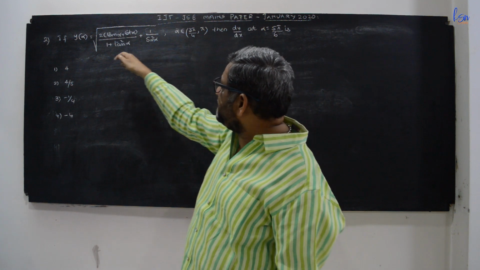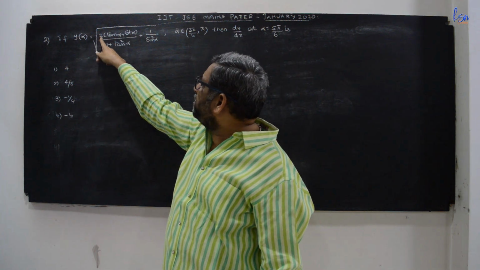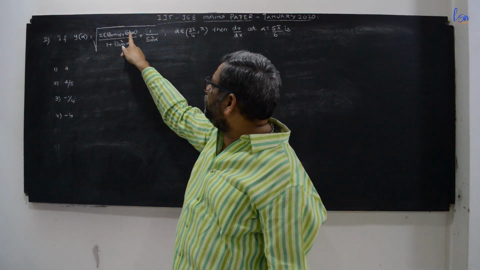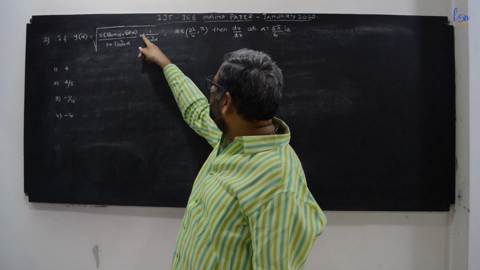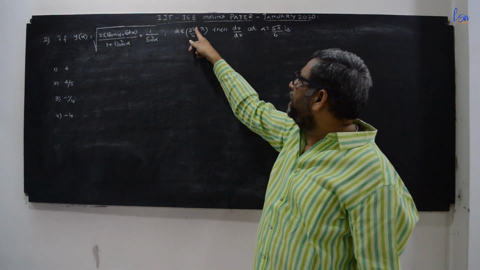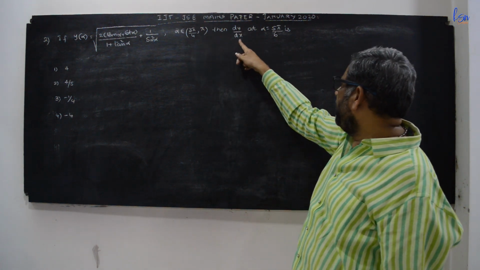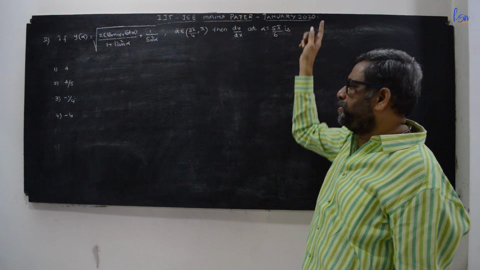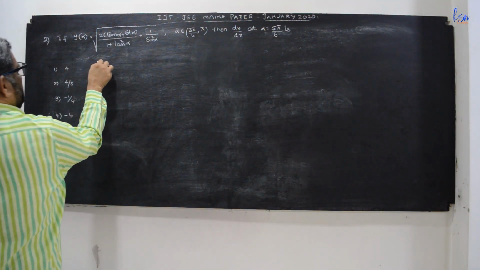The next question is: if y(alpha) = square root of 2 into (tan alpha + cot alpha) by (1 + tan square alpha) + 1 by sin square alpha, alpha belongs to (3 pi by 4, pi), then dy/dx at alpha = 5 pi by 6 is. Now we will see the solution for this.